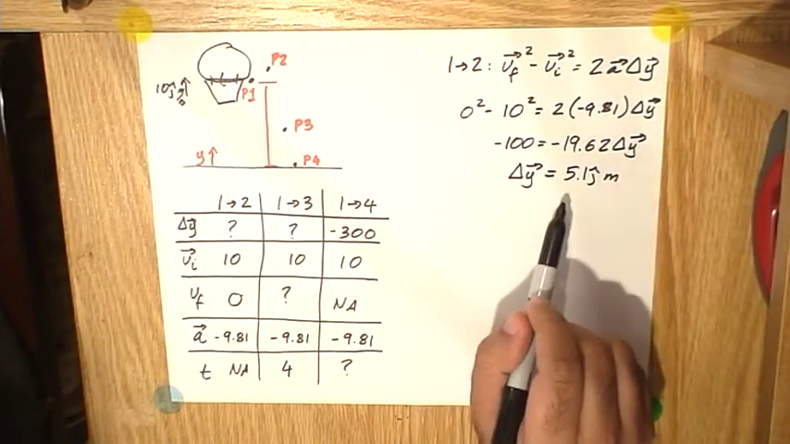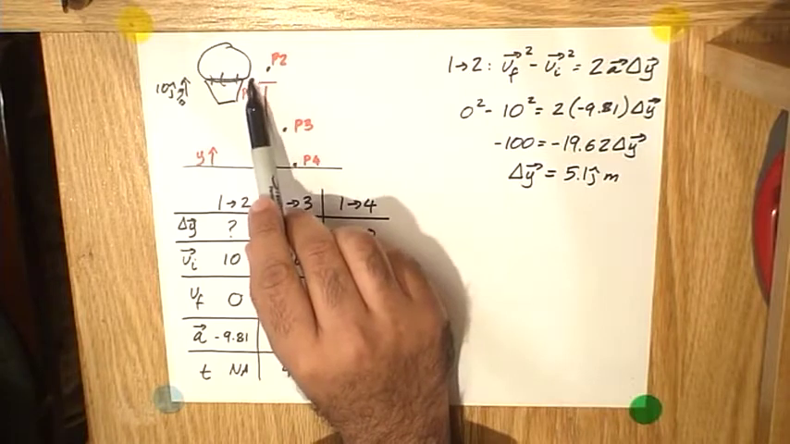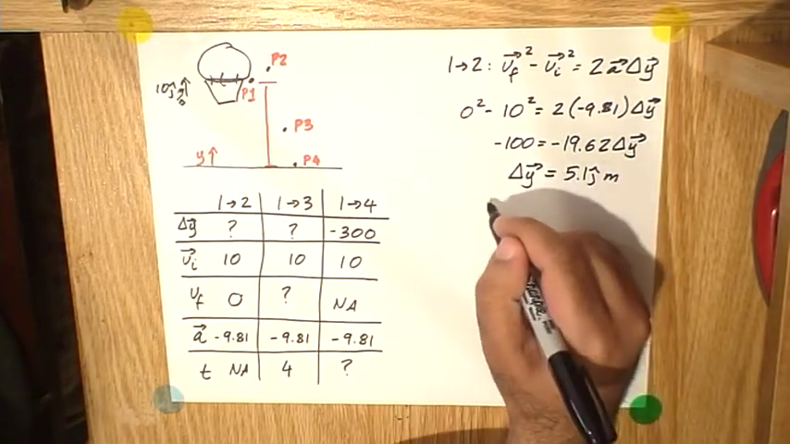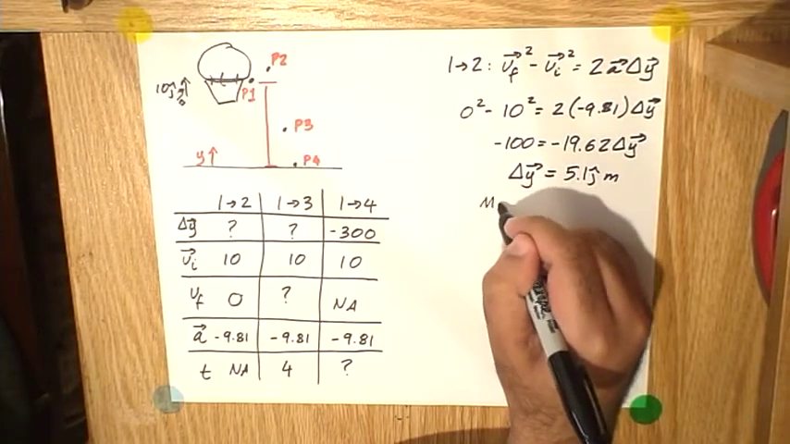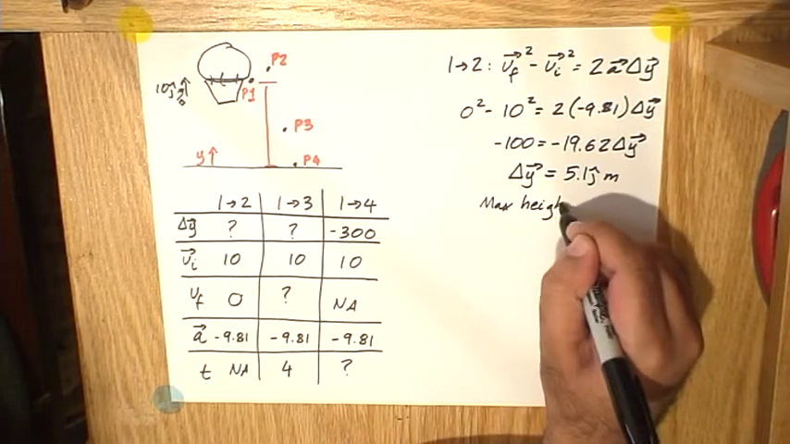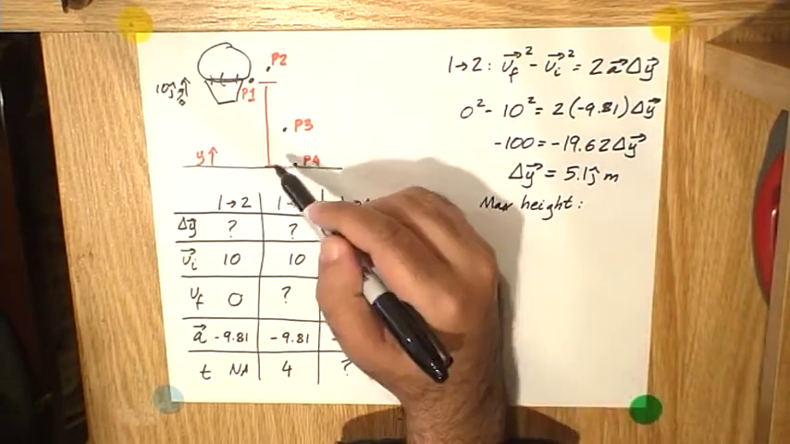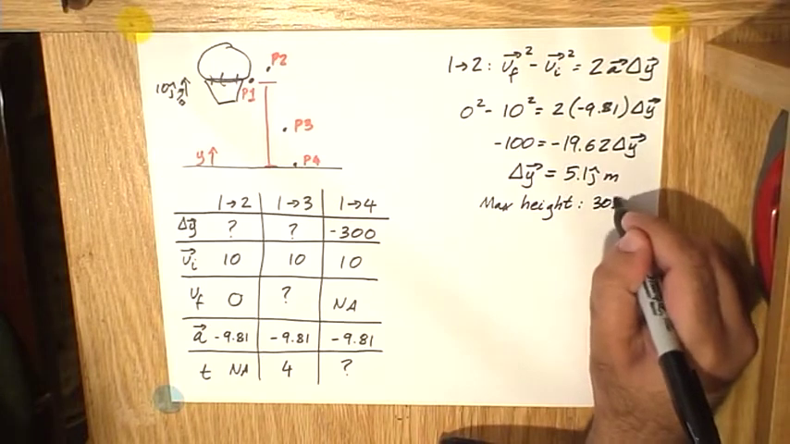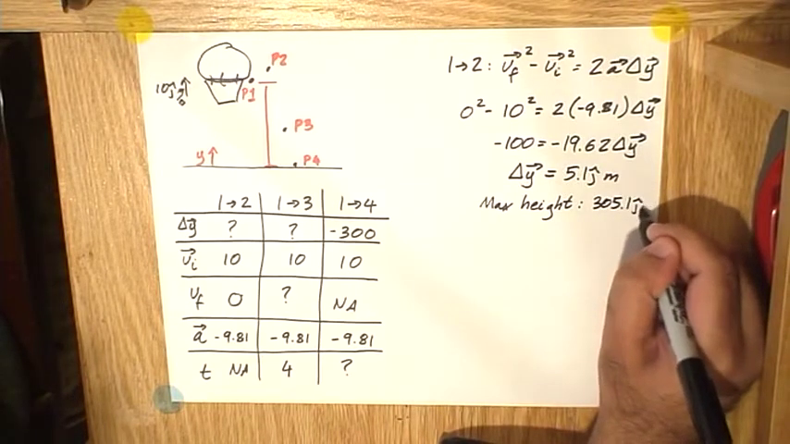So that means that the displacement between photo 1 and photo 2 is 5.1 j hat meters, which also means that the maximum height of our ball was 300 plus 5.1, or 305.1.